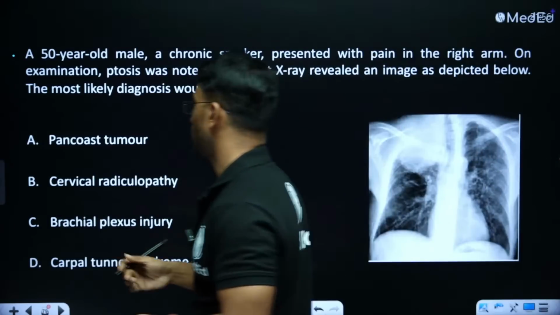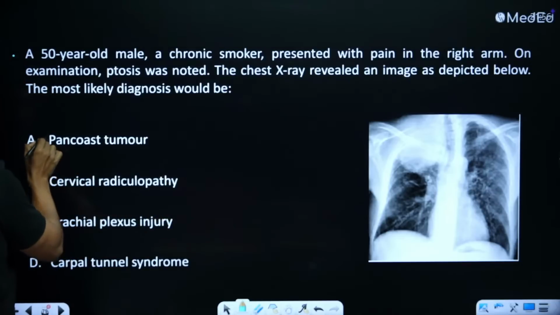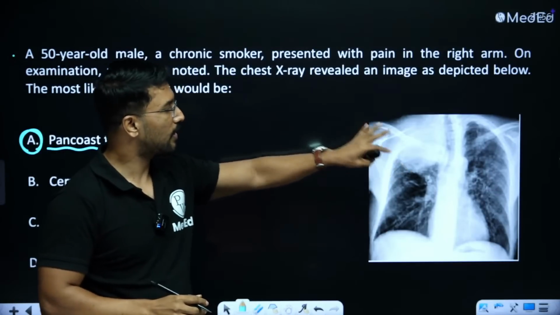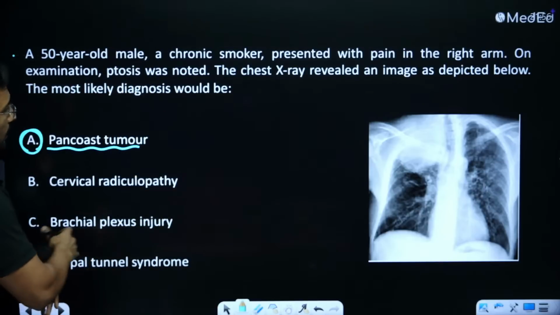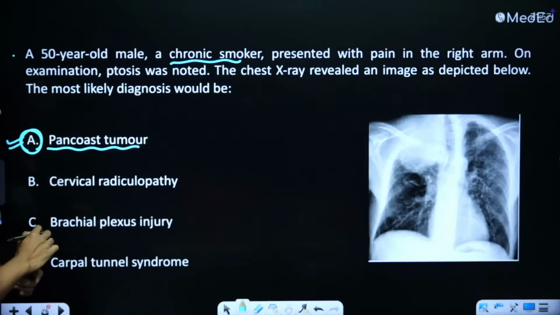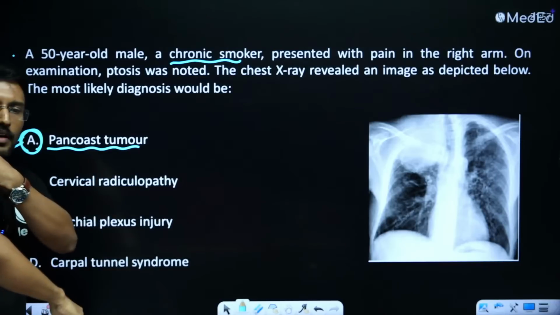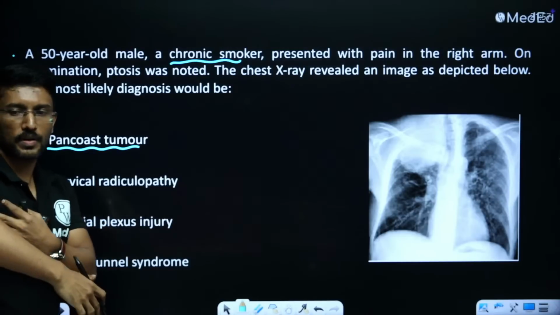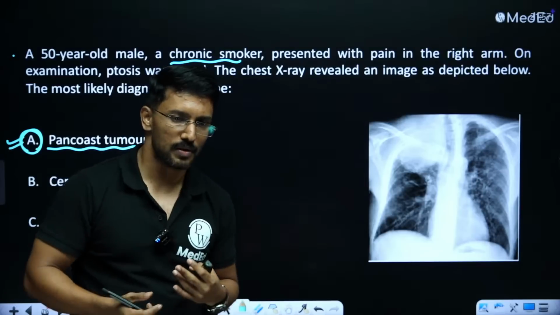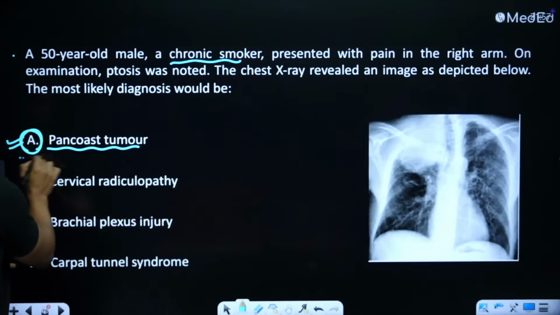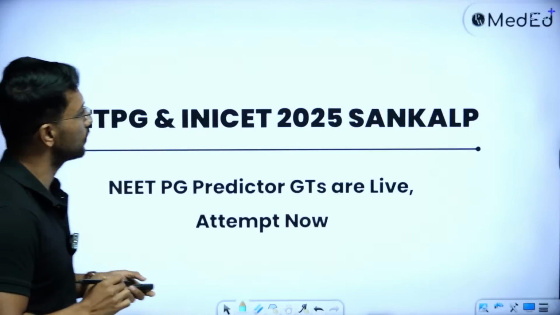Whenever we are thinking of Horner syndrome plus a lung tumor, it has to be a Pancoast tumor. This tumor may be compressing the cervical sympathetic ganglion, giving rise to the Horner syndrome. Plus there is also a history of smoking given, so we'll go ahead with Pancoast tumor. It is not cervical radiculopathy. Cervical radiculopathy would have given rise to radicular pain. Brachial plexus injury would have given rise to weakness of the upper limb muscles. Carpal tunnel syndrome, you are also very much familiar with the symptoms, so again a straightforward question. It's Pancoast tumor.